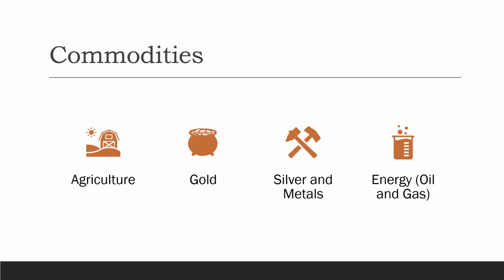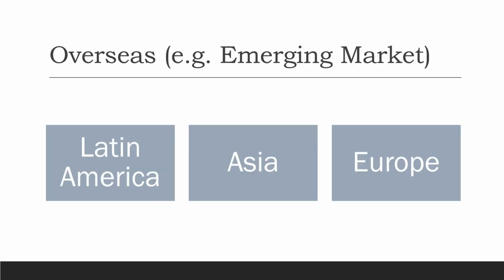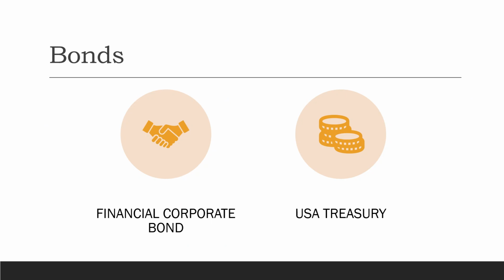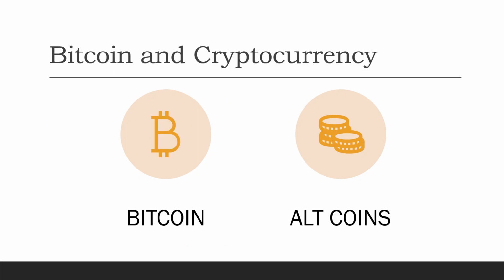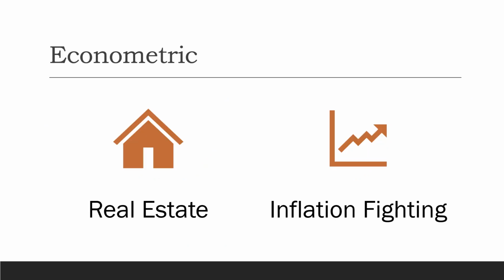So the first one is commodities. So we focus with this on agriculture, gold, silver metals, and energy, which are basically oil and gas. We also have overseas, which is another way of saying emerging markets. These would include Latin America, Asia, and even Europe. Now, there's another surprisingly highly profitable segment, which is financial corporate bonds and US Treasury. Now, of course, we'd focus on Bitcoin and cryptocurrency, and some also claim altcoins or alternative coins. Now, another one that does fairly well is econometrics, specifically real estate. And another one that does pretty decently is inflation fighting.